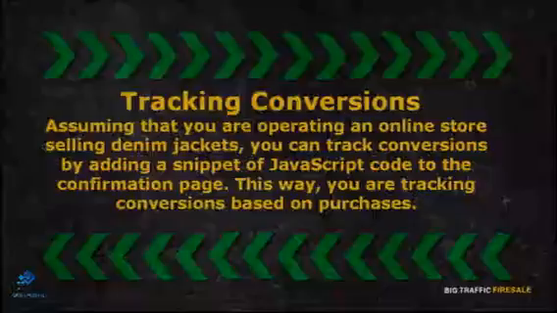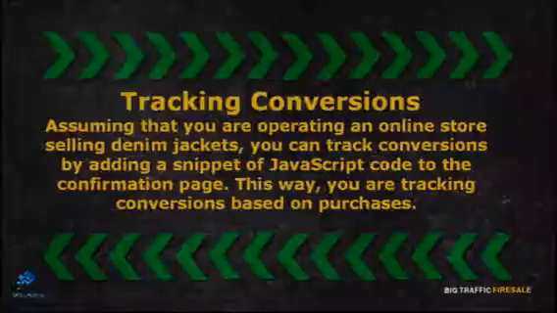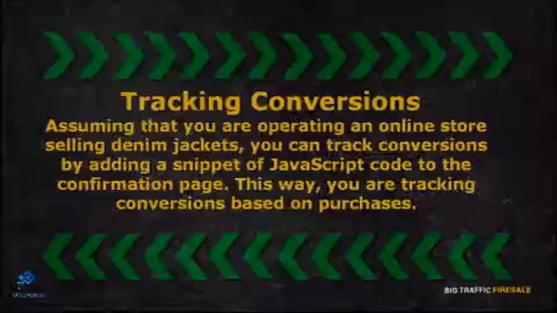For example, via online sales, assuming that you're operating an online boutique specializing in denim jackets. To track conversions, you add a single snippet of JavaScript code to the confirmation page which your users will view after they have paid for their purchase. In this case, you'll be tracking clicks on your AdWords campaign that convert into purchases.